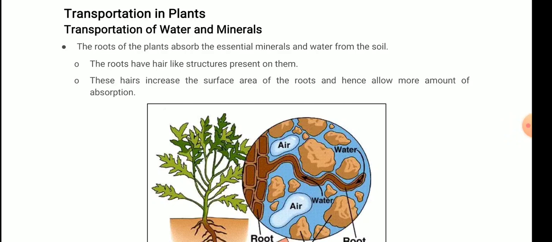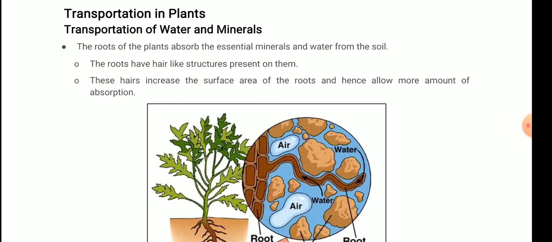So today in this video we will be starting with transportation in plants. In the previous video we completed transportation in animals, which means we discussed the circulatory system, body fluids, and then excretion in animals. Clear? So in this video we will be starting with transportation in plants and the transportation of water and minerals. So shall we start, students?